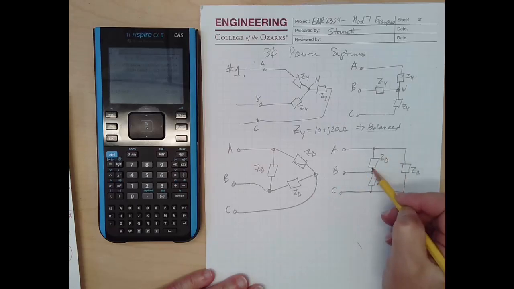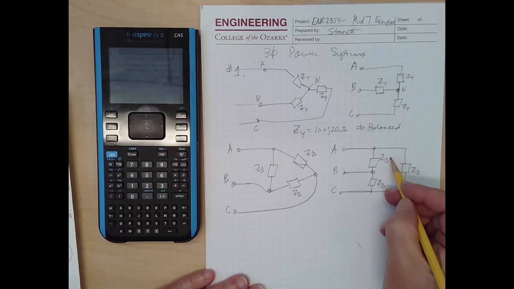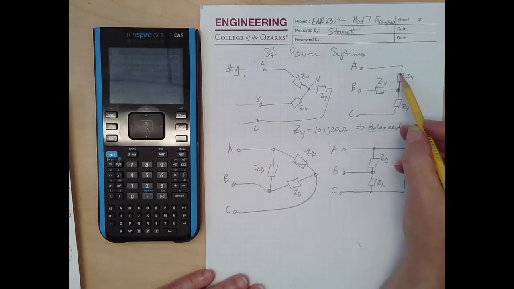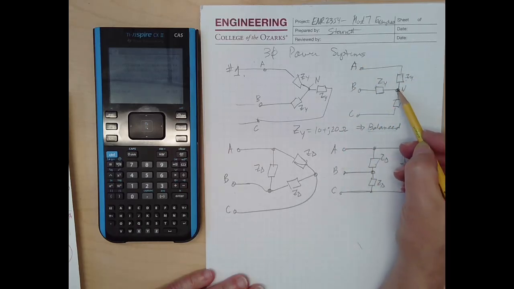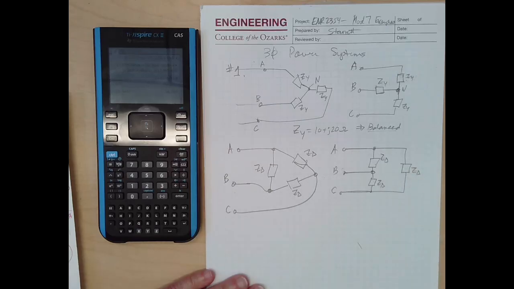In a delta, each impedance is in between two of the lines. So we have like a ZAB and a ZBC and a ZCA, right? In a Y, everything is connected line to neutral. So we would call this like a line to neutral impedance. The lines are the ABC, neutral here. Whereas for the delta, we would call it a line to line kind of impedance, right?